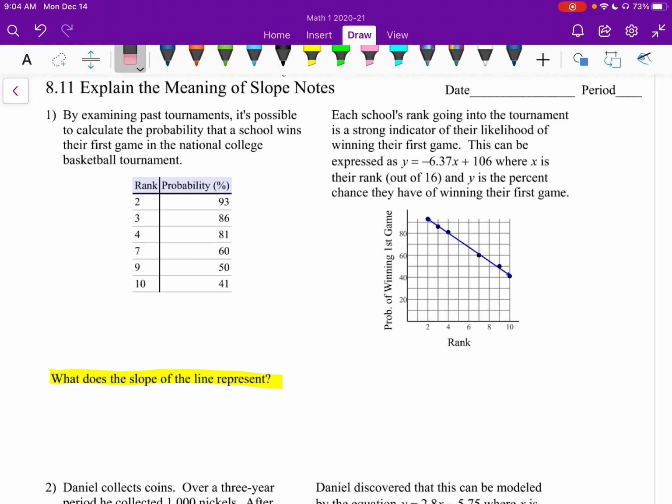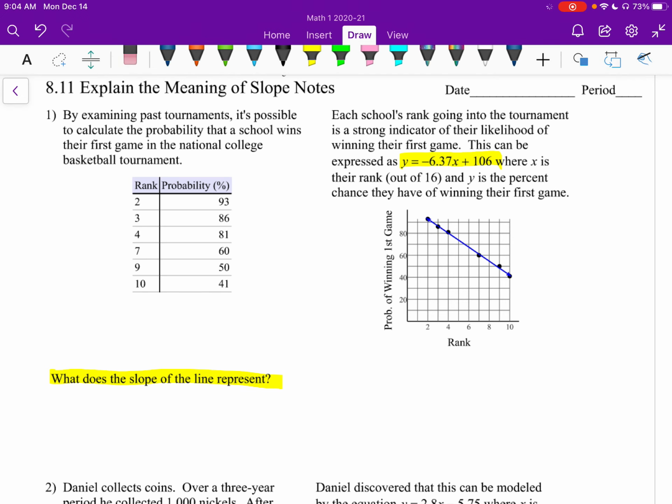Now what they did here is they took this table, and then they found a best fit line, which we might talk about more. They plotted the points, and they found a line that goes through them pretty good, and that's called a best fit line. And then they graphed that, and then you can also see the data points. Now the real question is, what does the slope of the line represent?